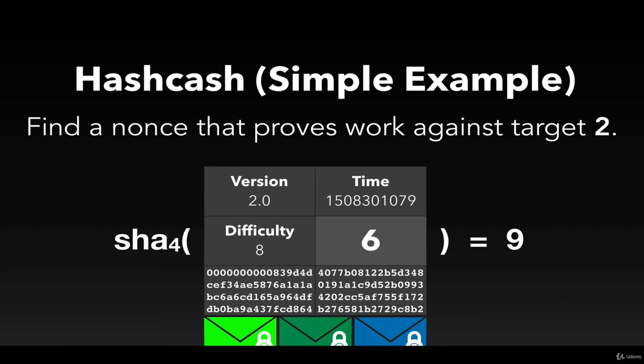So guess again. 6, we get 9. 13, we get 2. Still too high. 26, we get 5. 42, voila, we get 1. So what we've just done is establish proof of work on this block. We've found a random number by looking through a bunch of guesses that when hashed with this block produces a fingerprint that is less than our target.